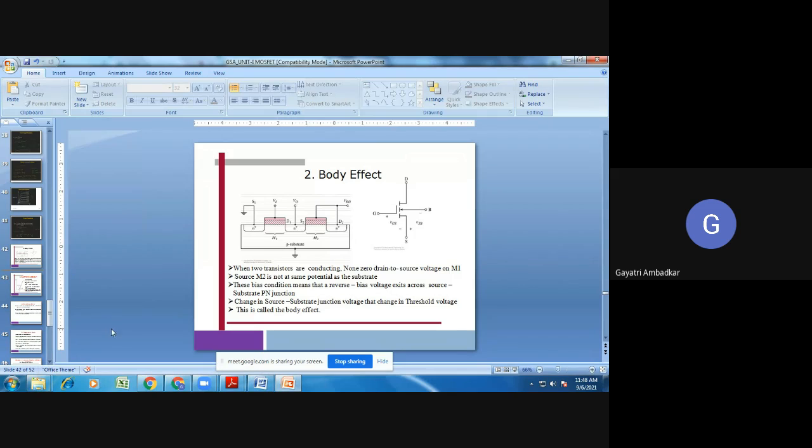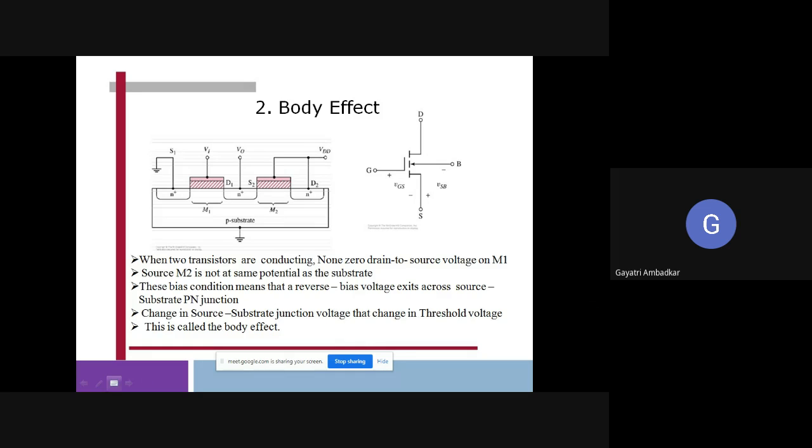So body effect we have learned. Does anybody remember what body effect was? Anybody remember? Please let the lecture be interactive. Within 2 minutes, if anybody remembers, please tell me. What is body effect? I told you that all these non-ideal parameters are very, very important from the point of view of the exam.